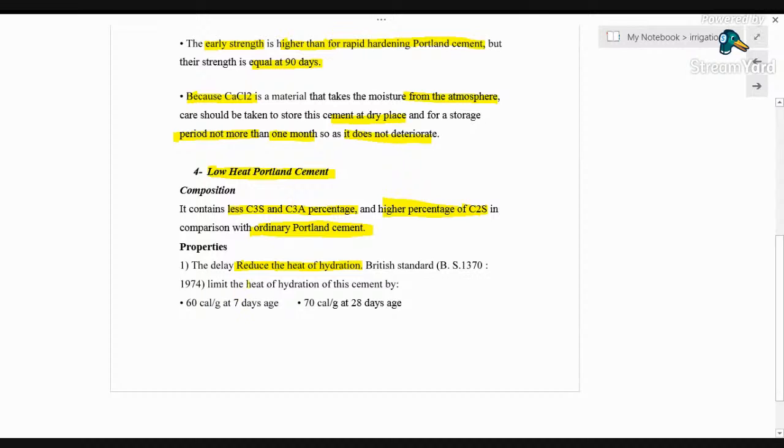The heat of hydration in this cement is generally limited to 60 calories per gram at 7 days and 70 calories per gram at 28 days. So the heat of hydration is very less, and the gaining of strength is very gradual. It should not gain strength very quickly as compared to ordinary Portland cement.